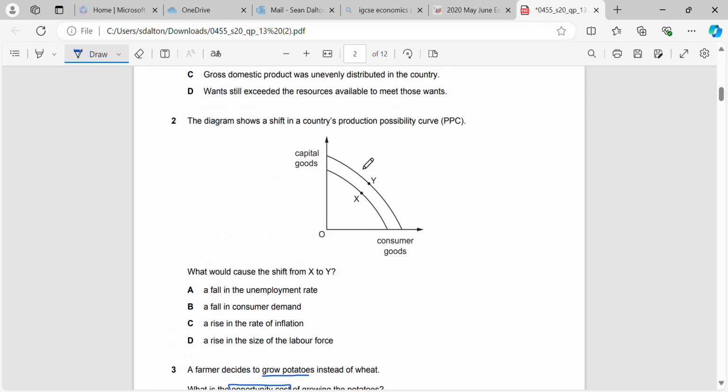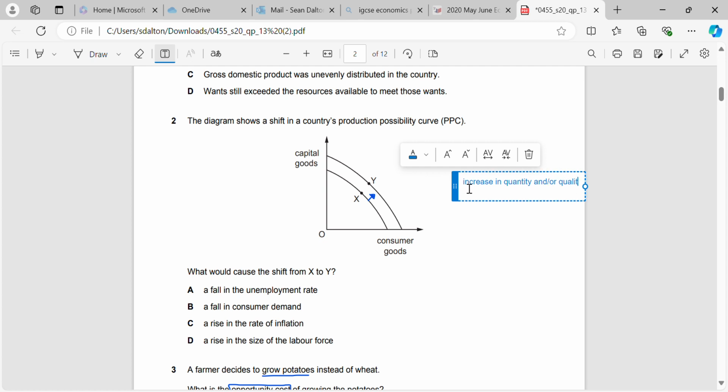Okay, the diagram shows a shift in a country's PPC. What causes a shift from X to Y? So, straight away, we can see here that X to Y is a shift to the right. So what does that mean? That means that we have had an increase in the quantity and or the quality of resources. Okay, so that's what we're going to be looking for.